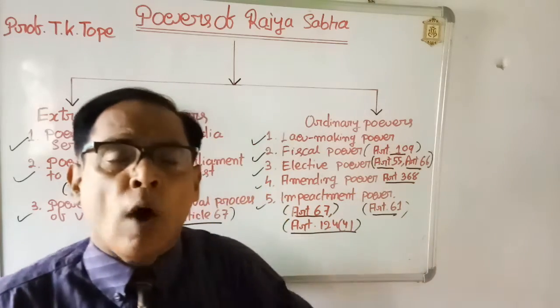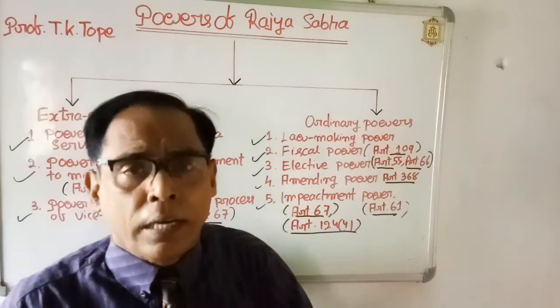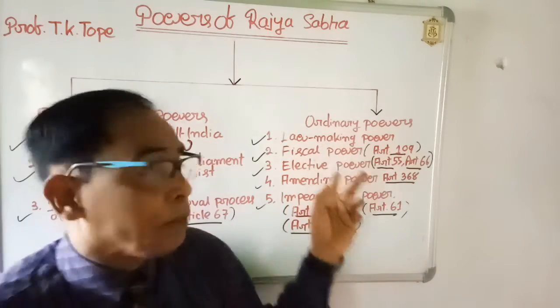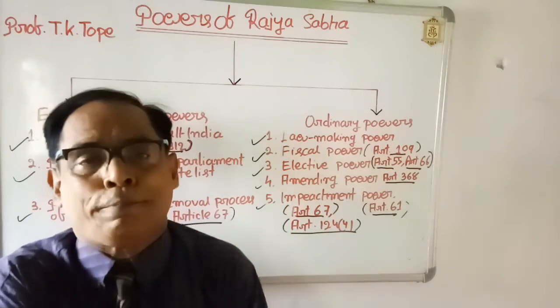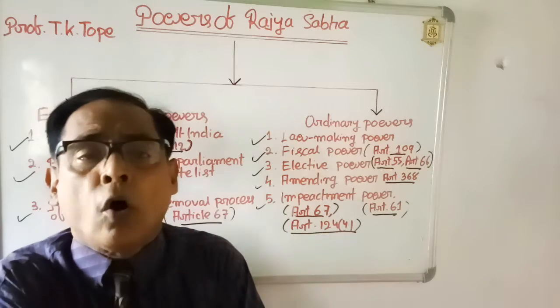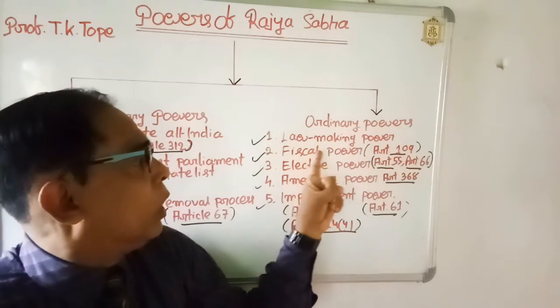Then we will discuss what are the ordinary powers of the Rajya Sabha. Rajya Sabha has mainly 5 ordinary powers. The first ordinary power of the Rajya Sabha is the law-making power.